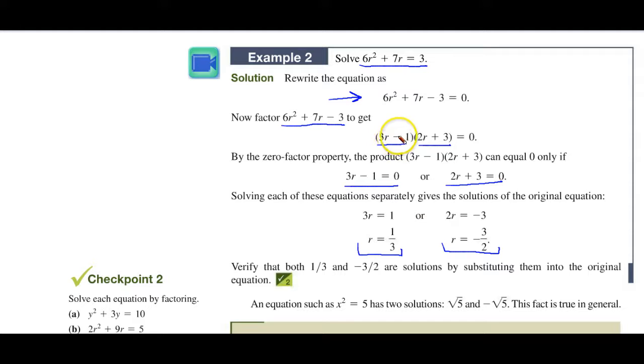If you put the 1/3 there, it makes this a 0. You put the negative 3/2 there, that makes this a 0. This is the principle of the 0 factor. All right, let's go on.